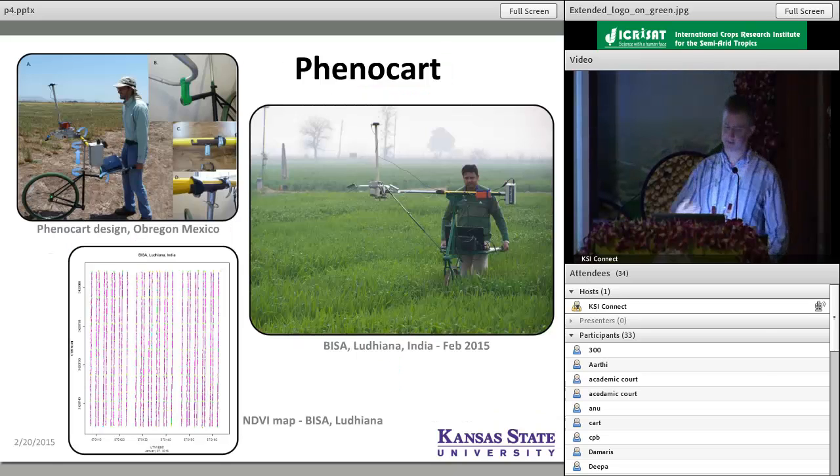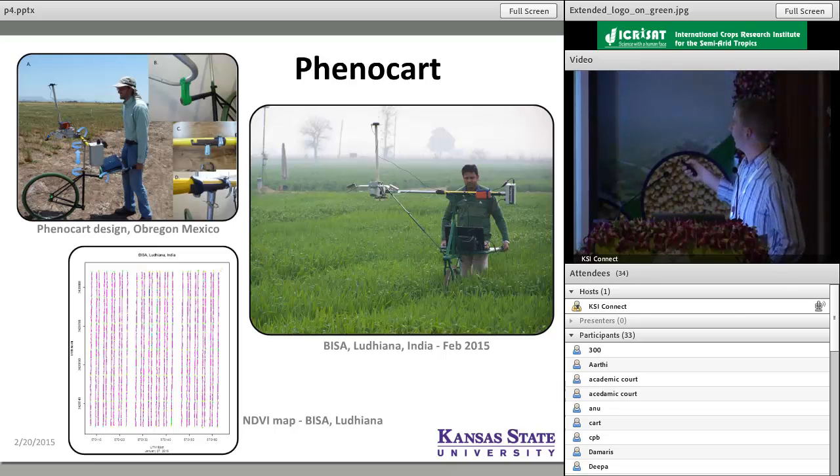And so what we're doing now in the context of these projects with CIMMYT and BISA in the innovation lab is basically transporting that here to India. And so this is what we call PhenoCart. The one we built in Kansas is actually a really large motorized vehicle. This is our portable version. This is Jared Crane, and this is at the CIMMYT research station in Obregon. But basically built this cart that incorporates all of the same principles.